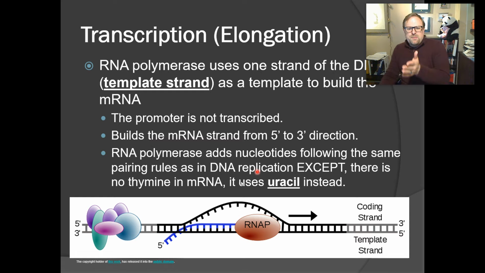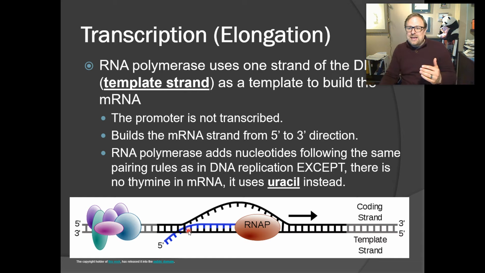Then it builds its mRNA strand, and that's this blue strand that you can see at the bottom here. It runs along until it gets to the end of the molecule. So right now we are in the elongation stage. Initiation was finding that promoter region. Elongation is unzipping that DNA molecule and then running yourself along there.